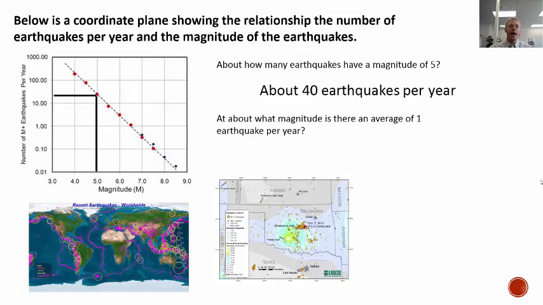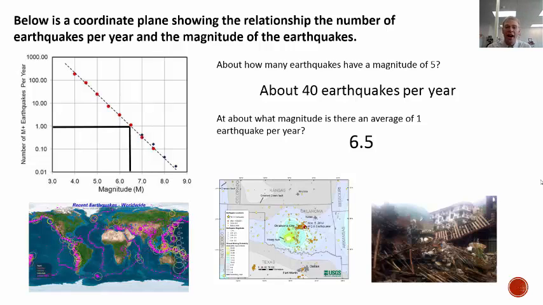So what magnitude of earthquake would there be if there was about 1 earthquake per year? Take a look at the coordinate plane over there. What do you think? Hopefully you said 6.5. Now, you might think 6.5, well that doesn't sound like very much, but you can see down below there is a picture of what an earthquake at a magnitude of 6.5 did. That's nothing to sneeze at right there. So we can see that coordinate planes can be very, very useful in a lot of different areas in real life.